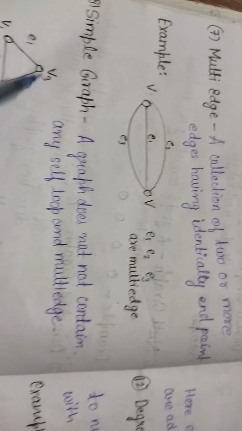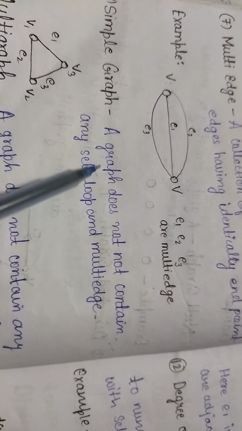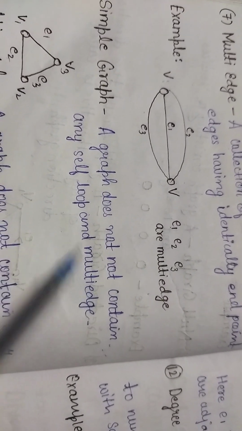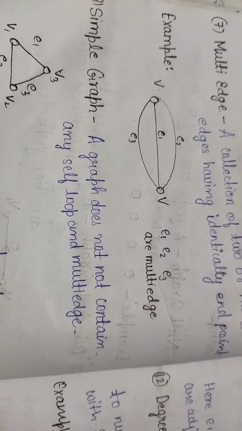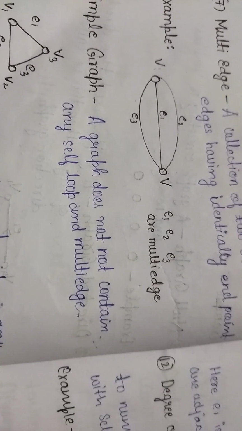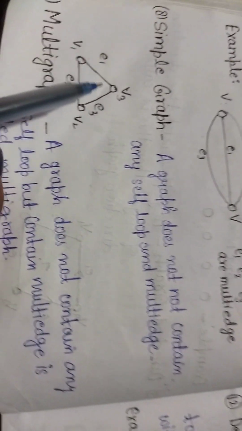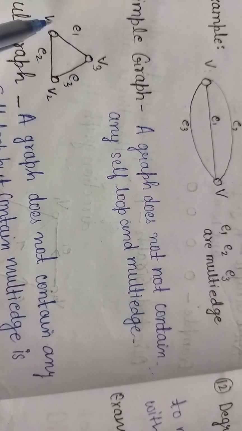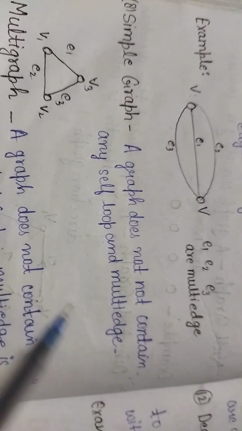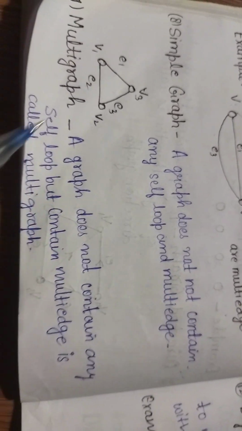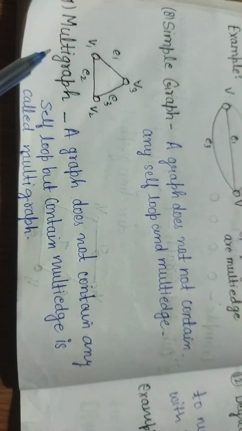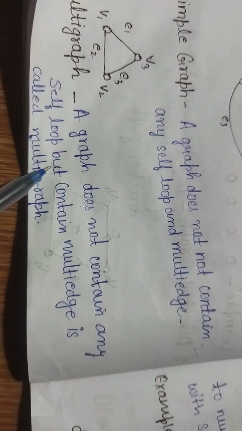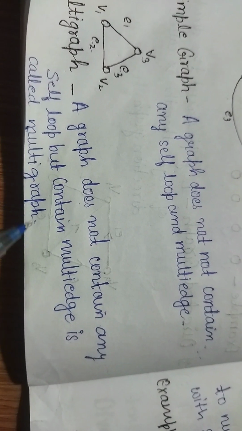So E1, E2, E3 are the multi edges. Now come to the 8th point, simple graph. A graph that does not contain any self loop or multi edge is called a simple graph. Here in the diagram, vertices V1 and edges E1, E2, E3. This is the simple graph. Now come to the ninth point, multi graph. A graph that does not contain any self loop but contains multi edges is called a multi graph.